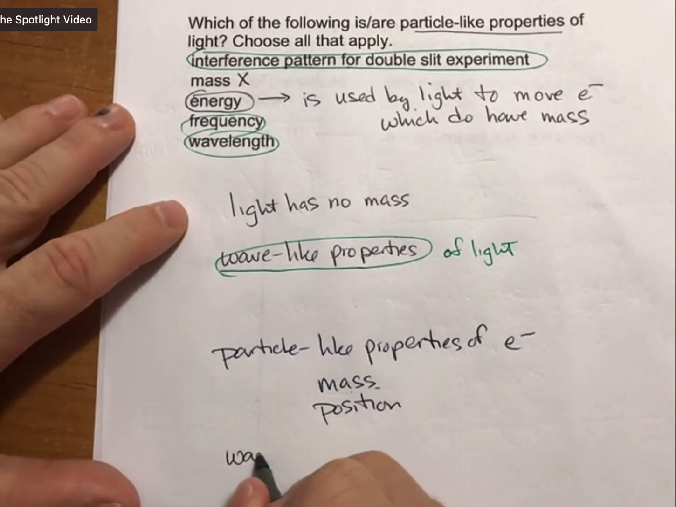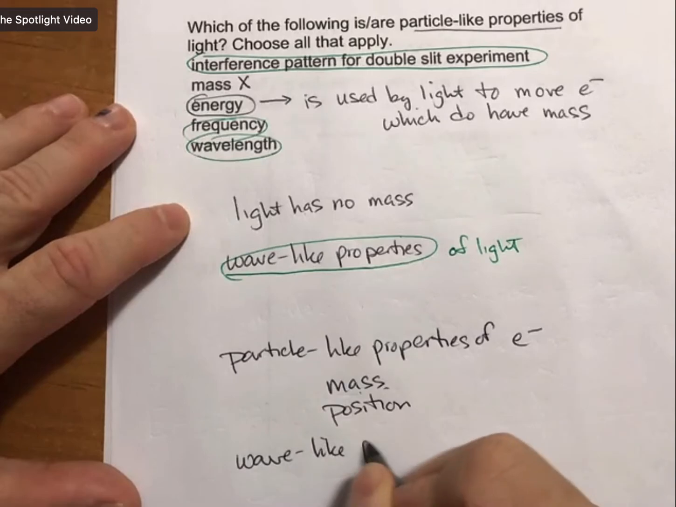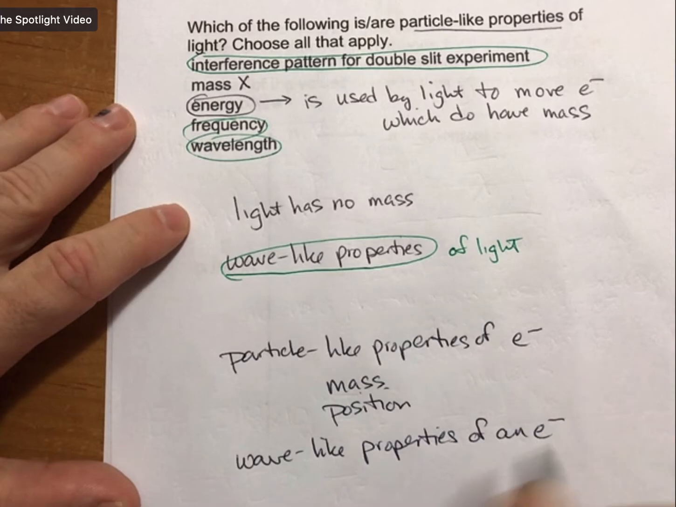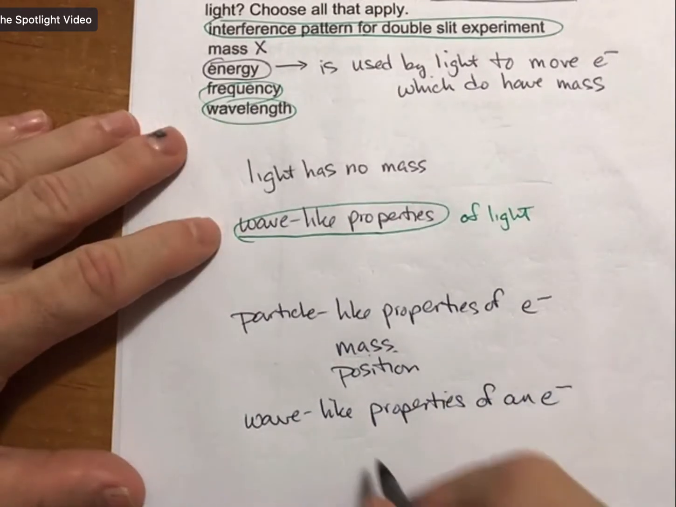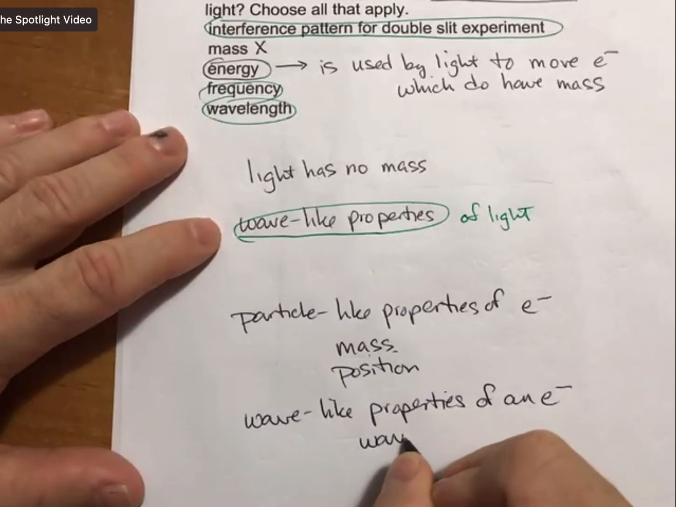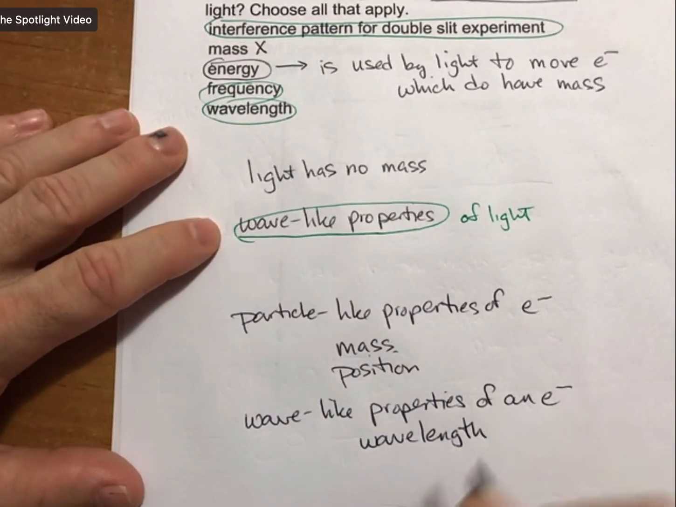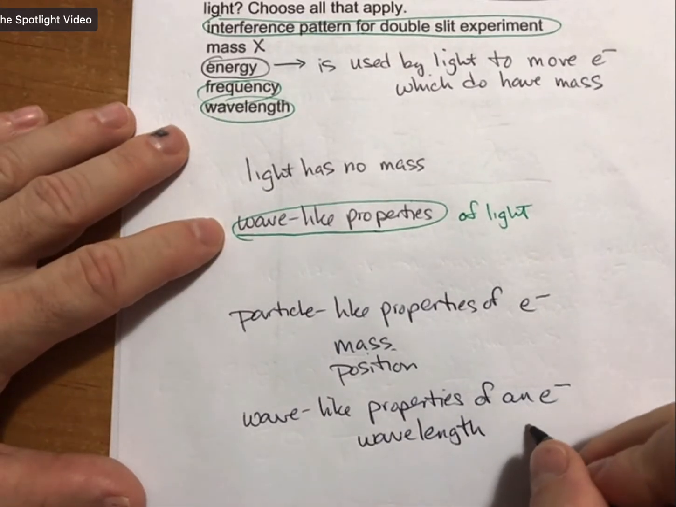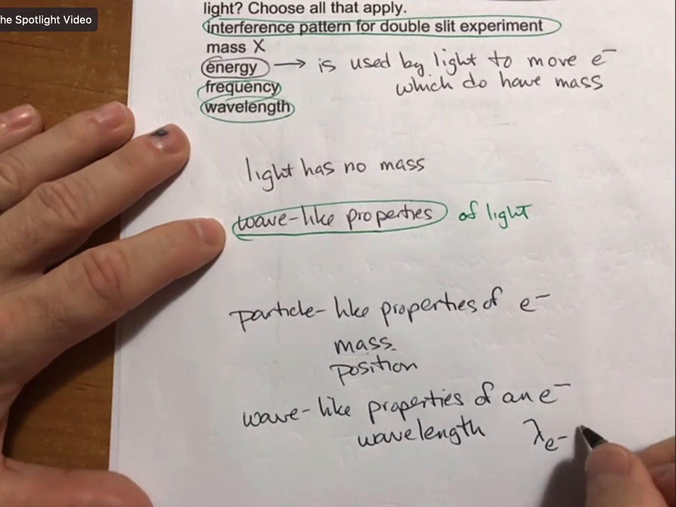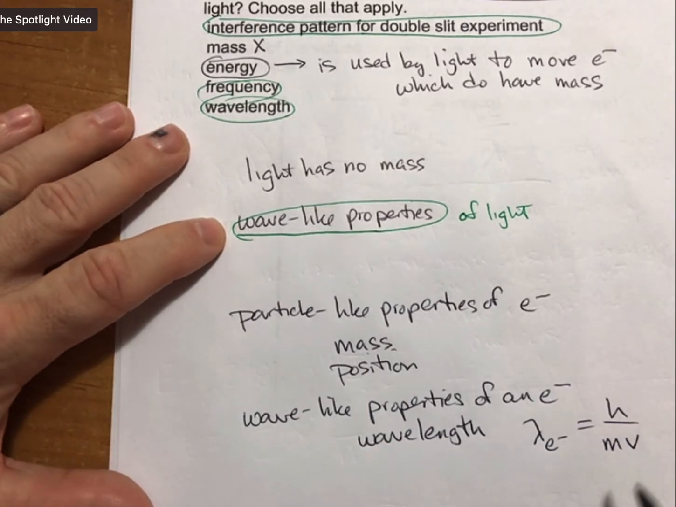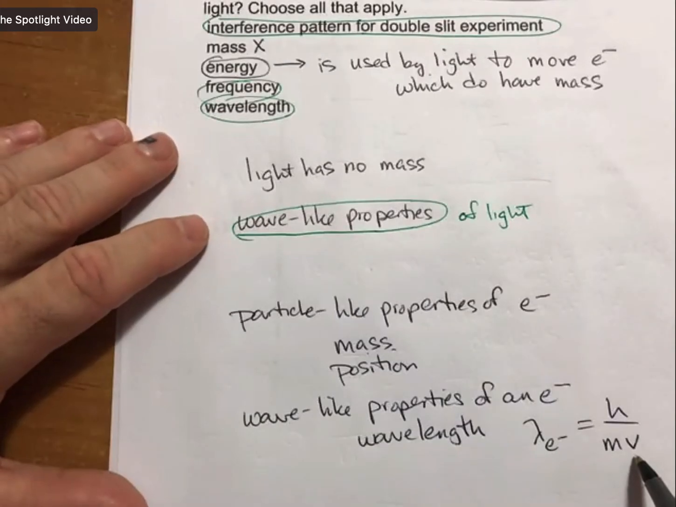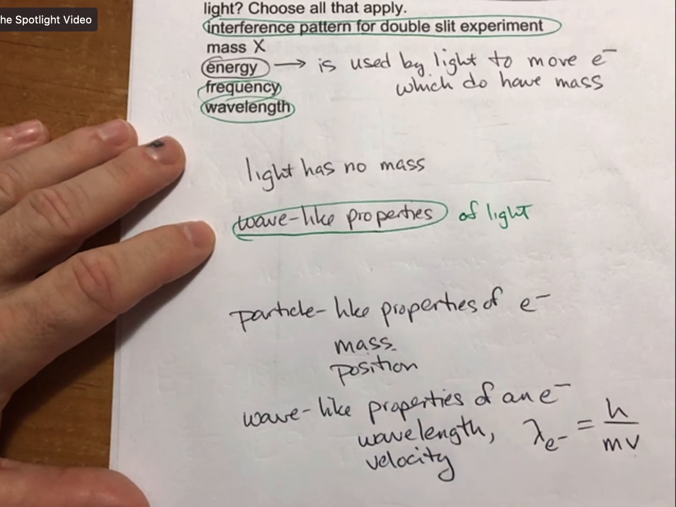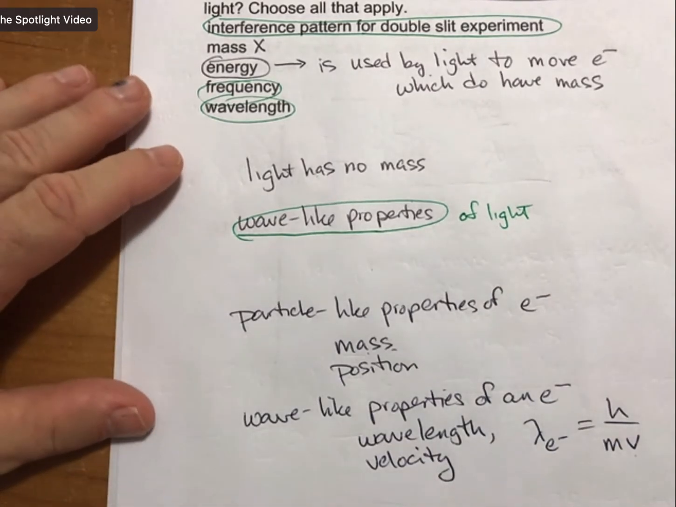And the wave-like properties of an electron are typically wavelength, and the wavelength equation for an electron has velocity in it, so we will consider velocity as a wave-like property for an electron.